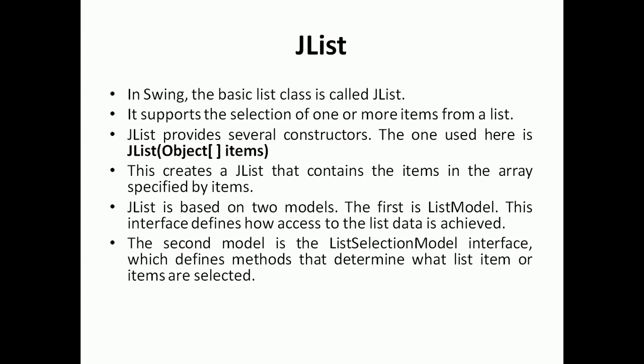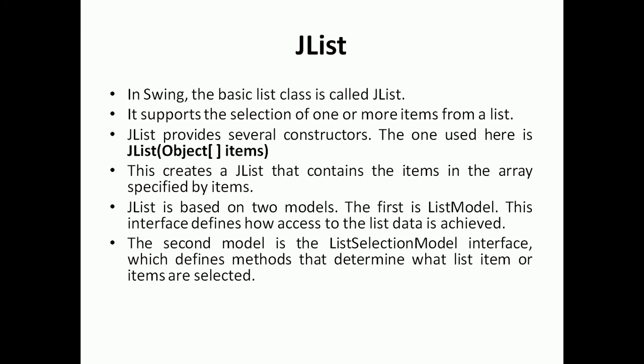Okay. So next, we will move to the JList. JList is the basic list class in Swing. It supports the selection of one or more items from a list. JList provides several constructors. The one used here is JList, and you need to pass a single-dimensional array, that is, the elements you want to add into that list. So this creates a JList that contains the items in the array specified by the items.